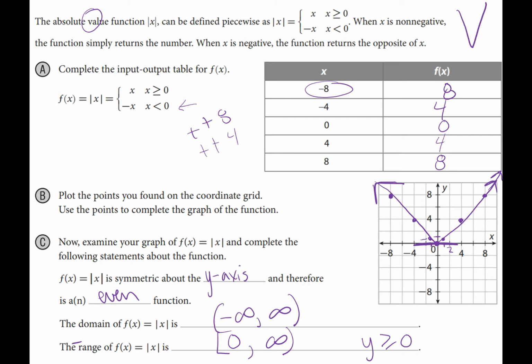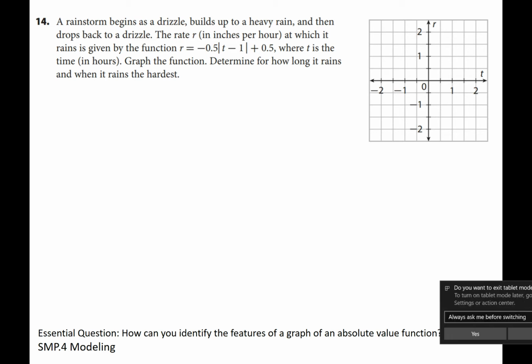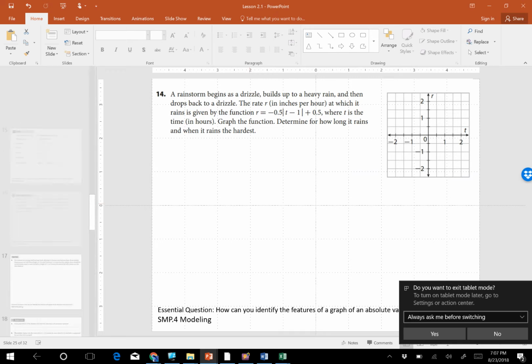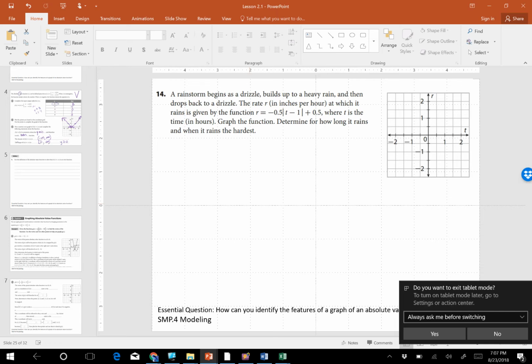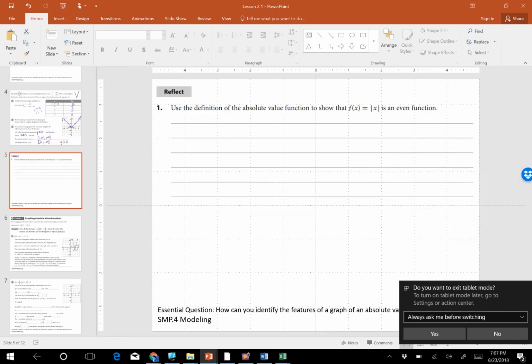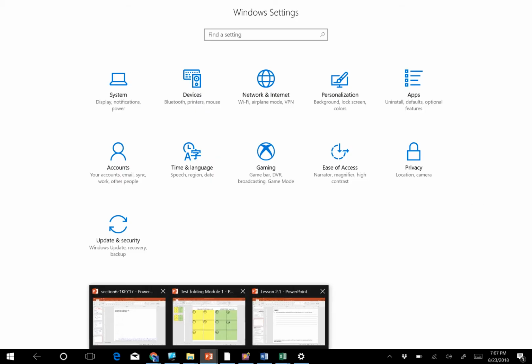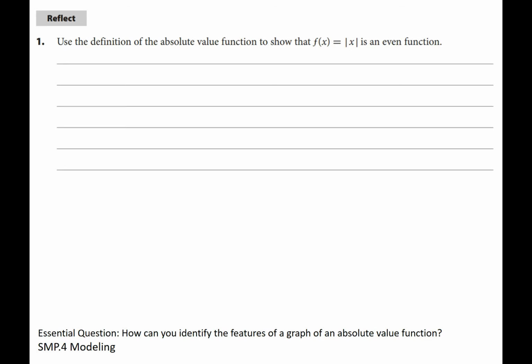Let's see if I can get the page to turn. Oops. Sorry, hang on. My presentation went crazy. Alright. Where are we at? Okay, we're right there. Alright, so we need to go here. Where did my PowerPoint go? There it is. Alright, hit that again.